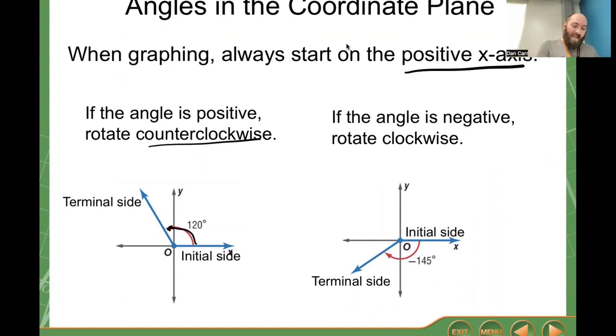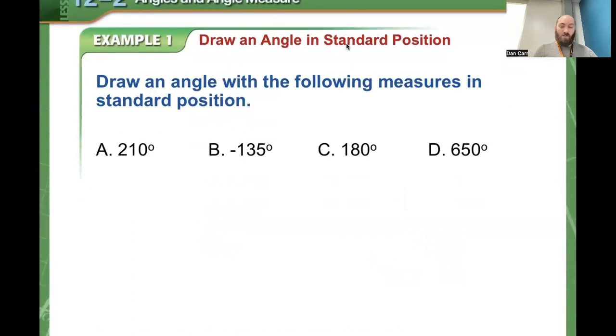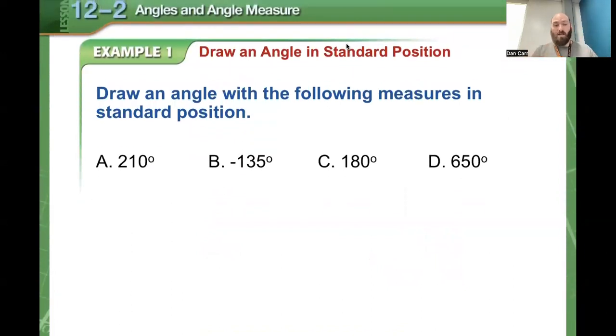If the angle is negative, we're still going to start at that positive x-axis, but then rotate clockwise. So a negative 145 degrees is going to go in that direction like that. Okay, so our initial side is always this positive x-axis. The terminal side is wherever we end up after our rotation. So that's what we're going to focus on, understanding those degrees on a coordinate plane.